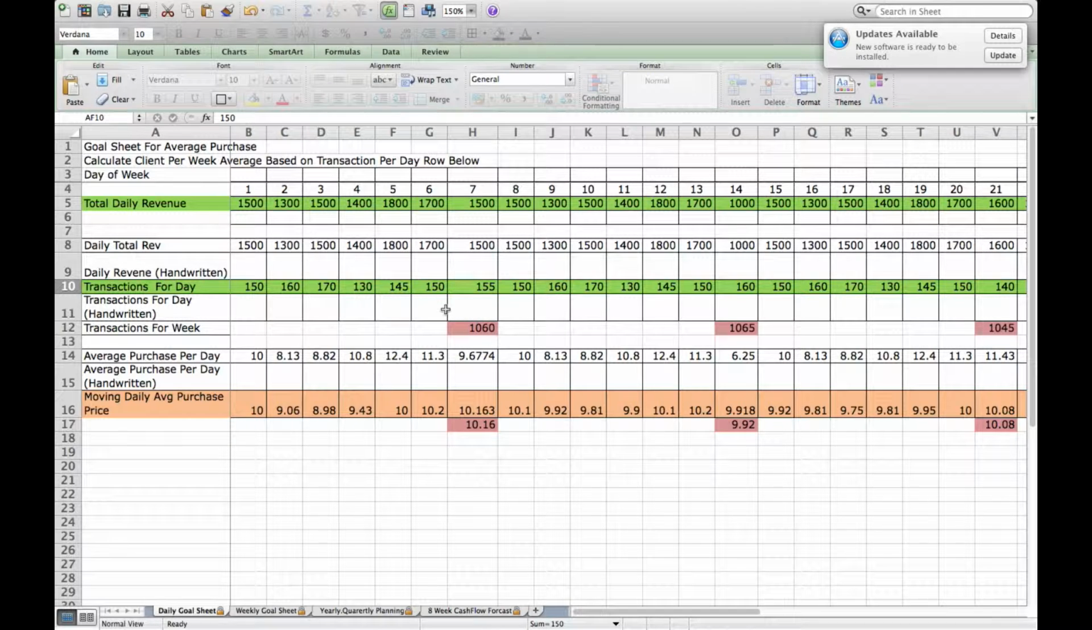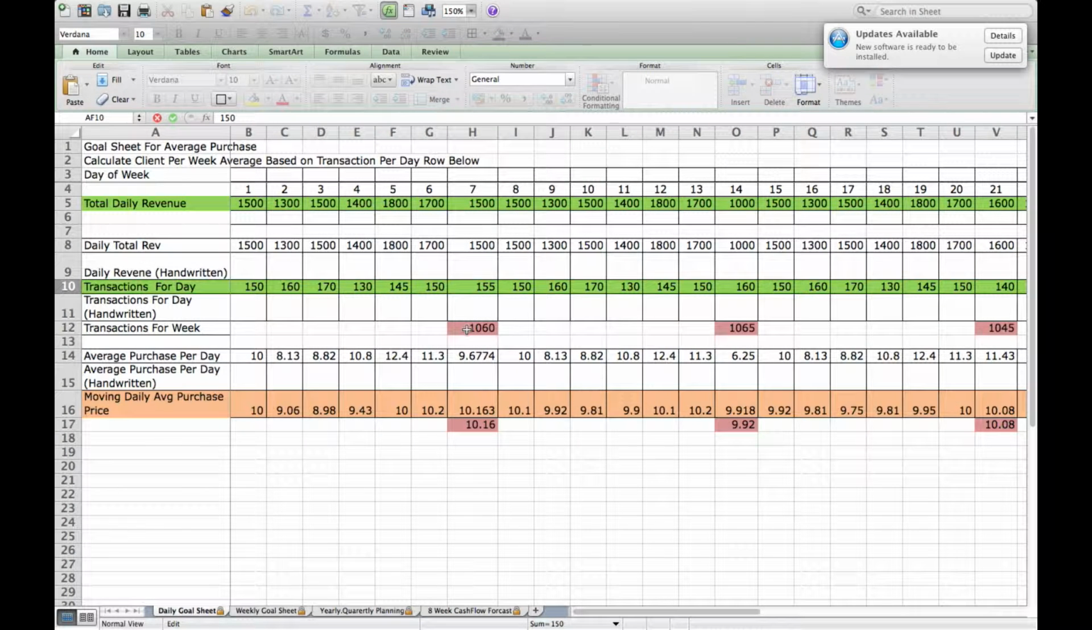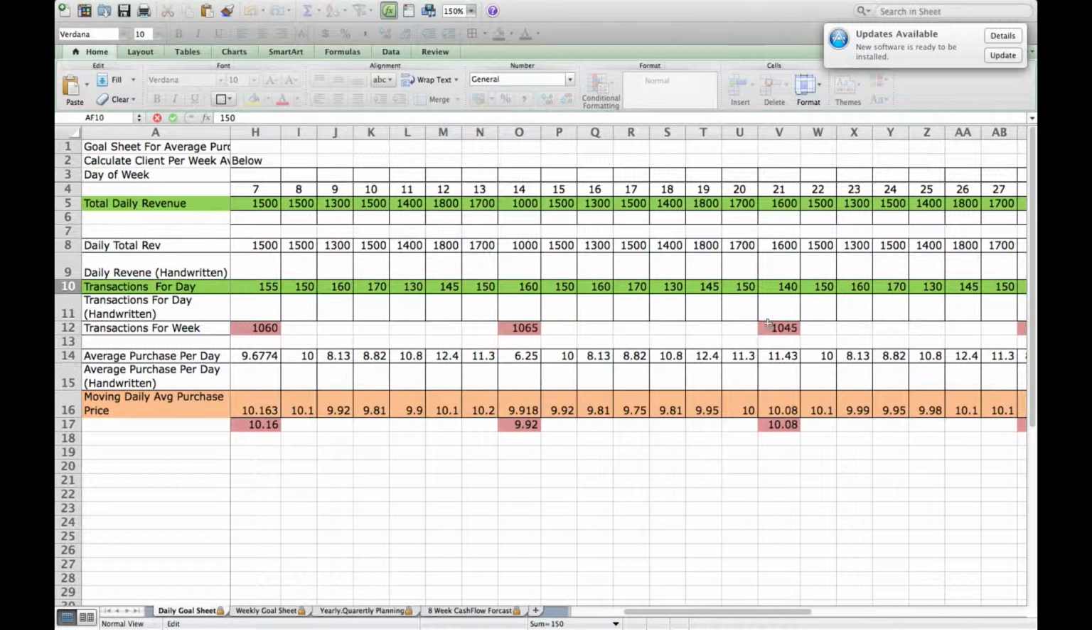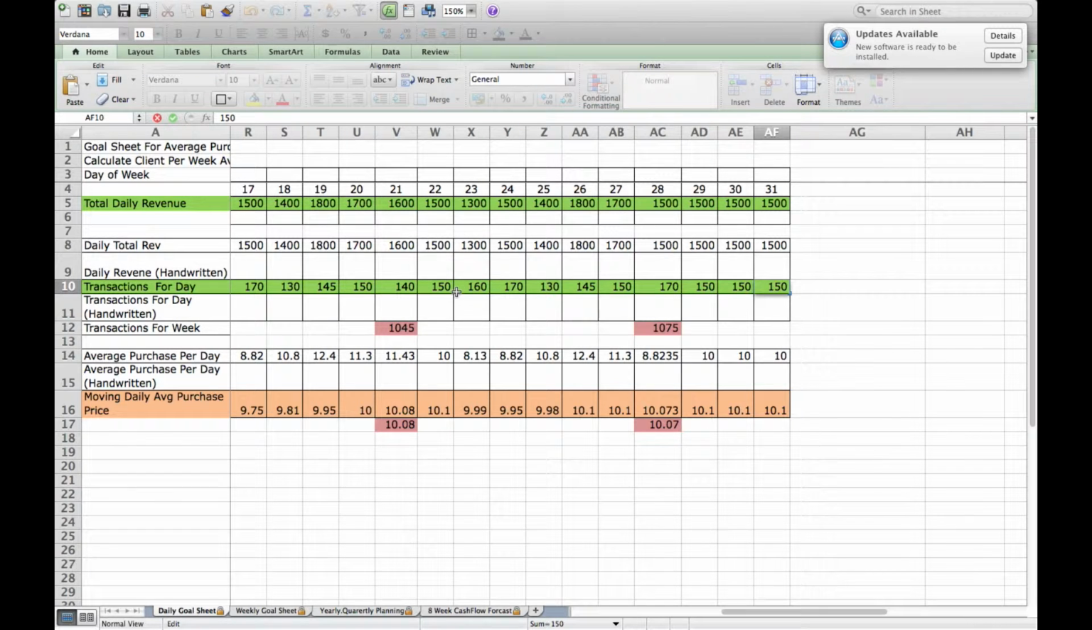So then what happens is, see transactions for a week. This 1060 right here is adding all the transactions that took place that week to get to what were the total transactions for the week. This is doing the same thing for week 2, this is doing this for week 3, and this is doing this for week 4. And then the last 3 days, notice there's nothing there.